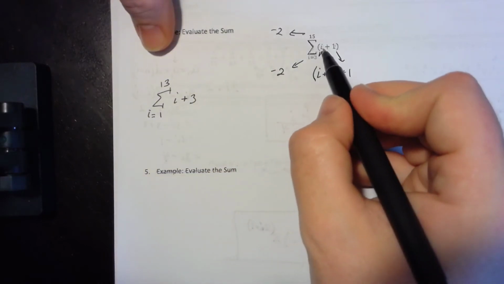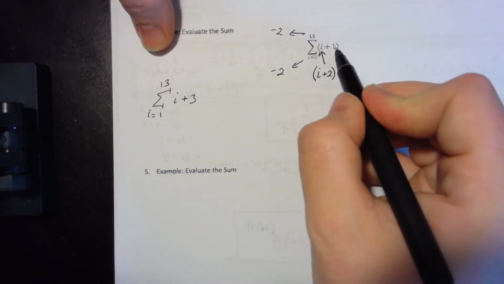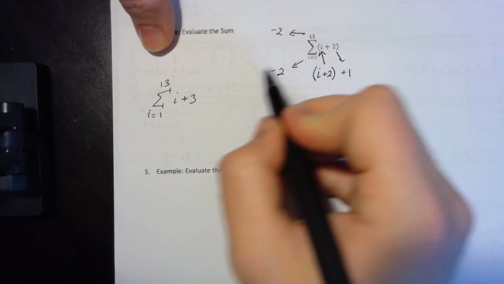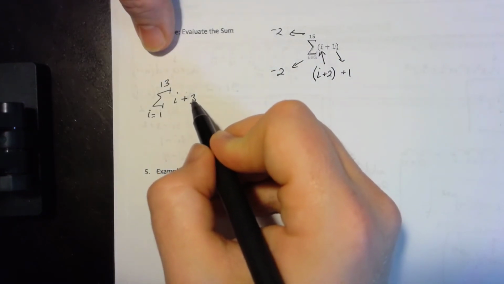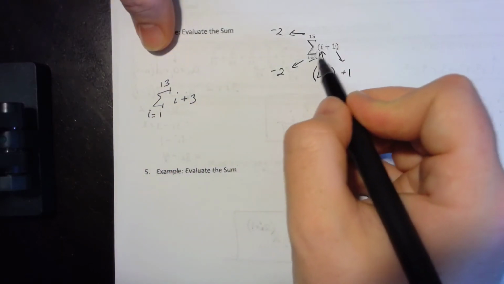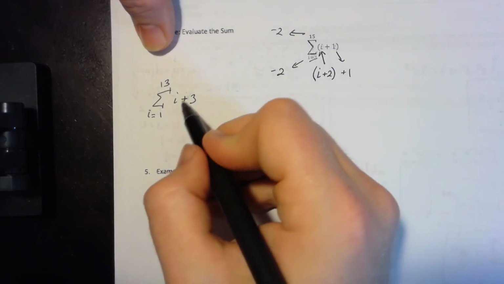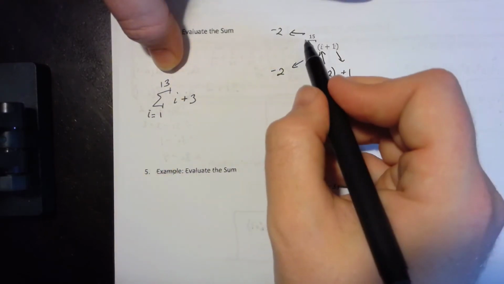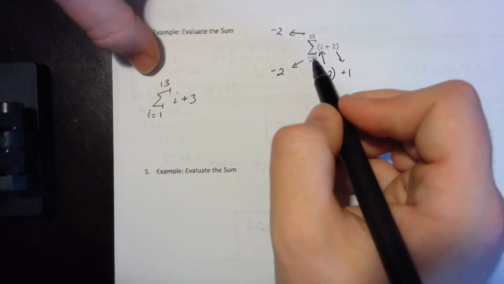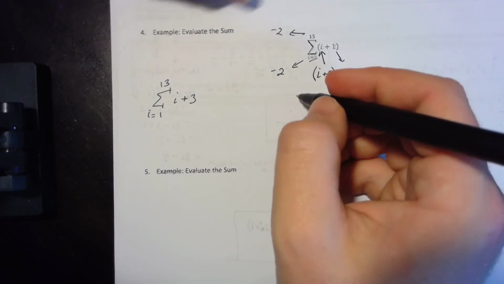If I plug in 3 to this right here, I get 3 plus 1, which is 4. My first term should be 4. If I plug in 1 here, I get 1 plus 3, which is 4. I still get 4. If I plug in 4 for my next term, I get 5. If I plug in 2 for my next term, I get 5. If I plug in 13 for my last term, I get 16. If I plug in 15 for my last term, I get 16. These two summations are actually the same thing.